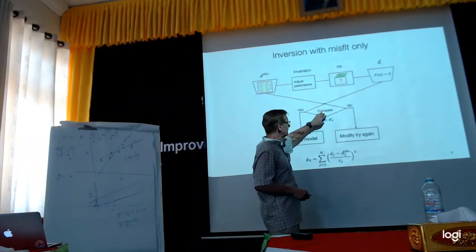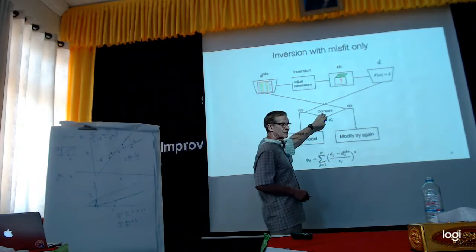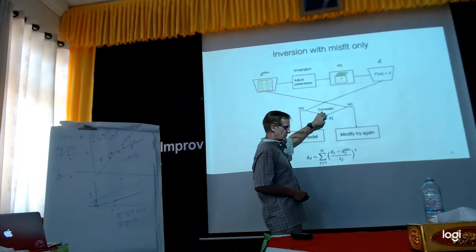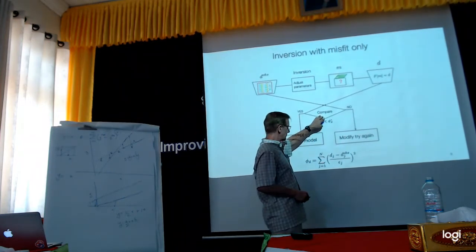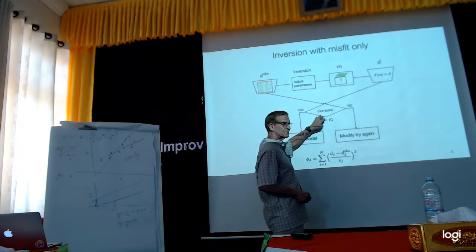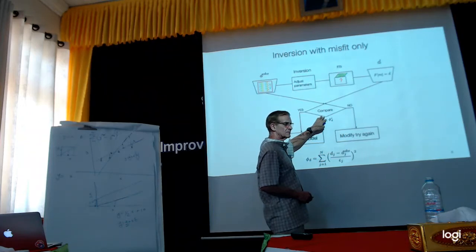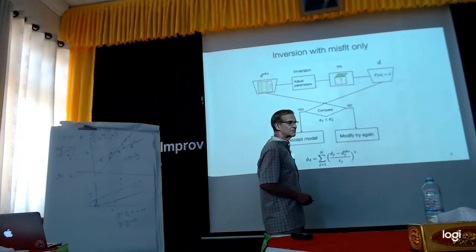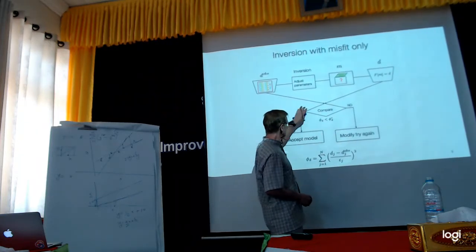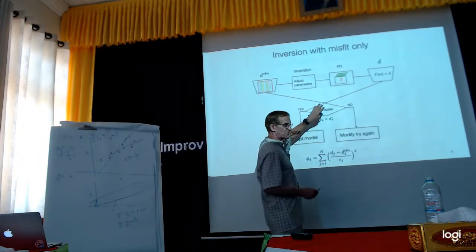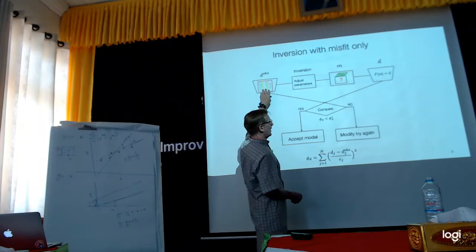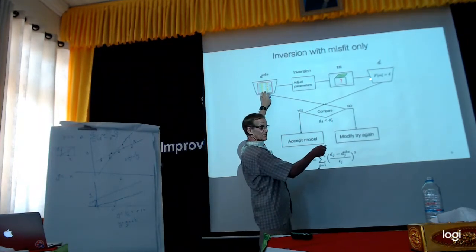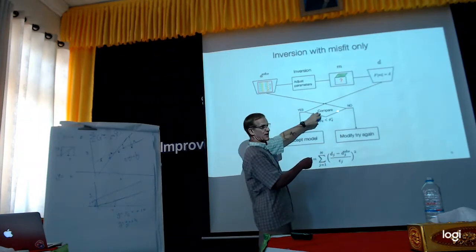So this diagram: the observations are the data we collected. We adjust the parameters, then produce the model and compare. If the comparison is good, yes, we accept this model. If no, we modify and try again to make it better. So we have observations, we've got a model, we predict what the data should be, and we compare.